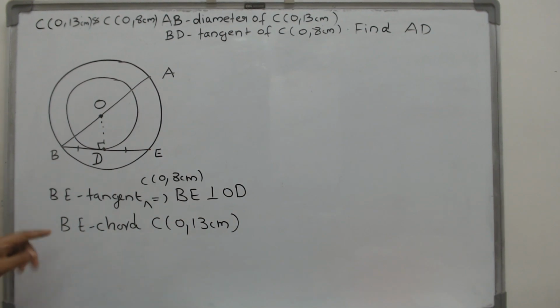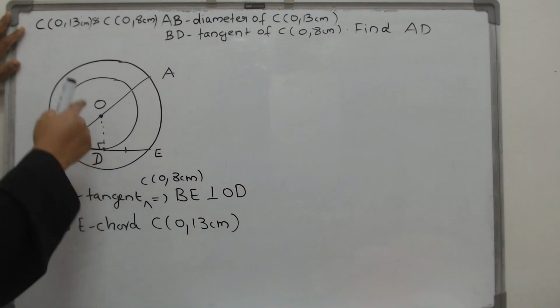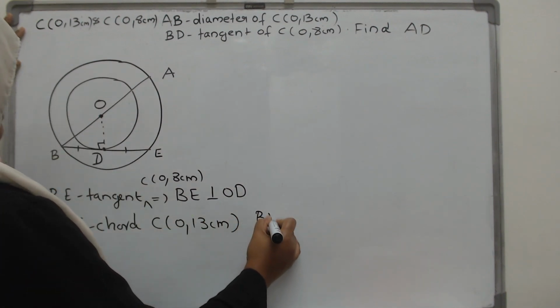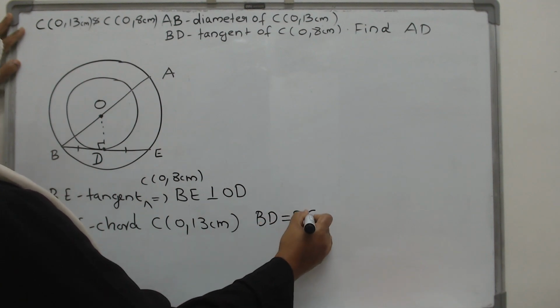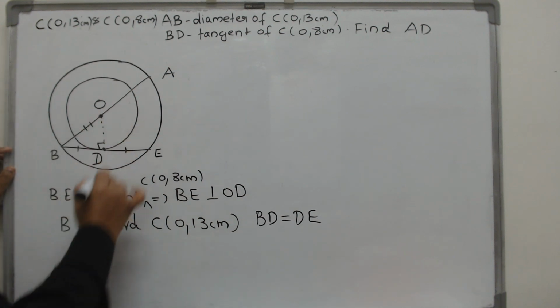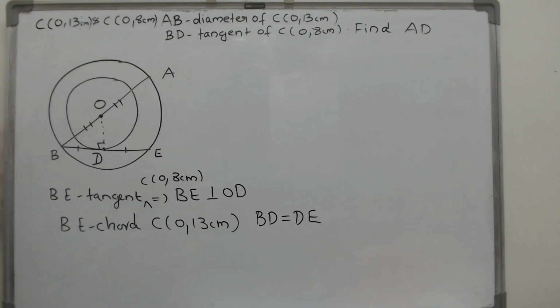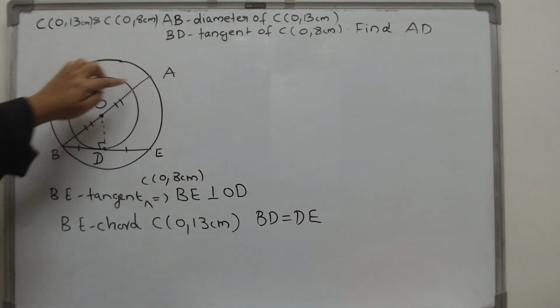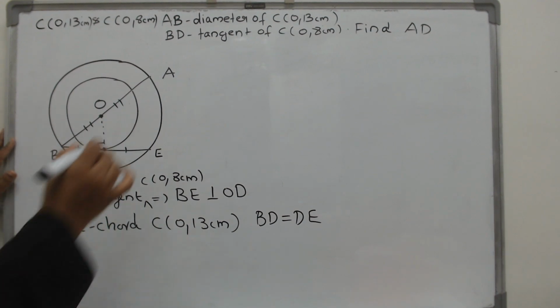So what do we have? As it is the chord of the bigger circle, we see that the perpendicular from the center divides it into two equal parts, which means what? BD and DE are equal to one another. Also, what do you have? BO and OA are also equal to one another. Why is it? Because they are the radii of the bigger circle.